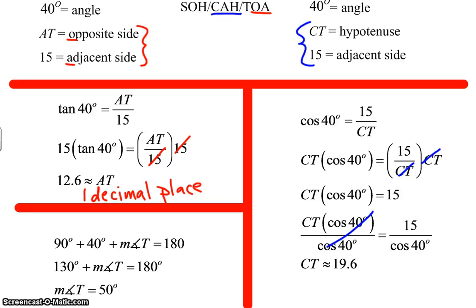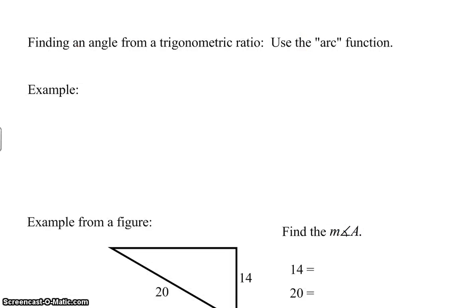The next thing we had to do was go back and find the missing angle. I already knew I had a 90-degree angle. I already knew I had a 40-degree angle, and I know that the angles in a triangle add to 180. So I simply added the two angles I knew together, subtracted from 180, and got my missing angle to be 50 degrees.